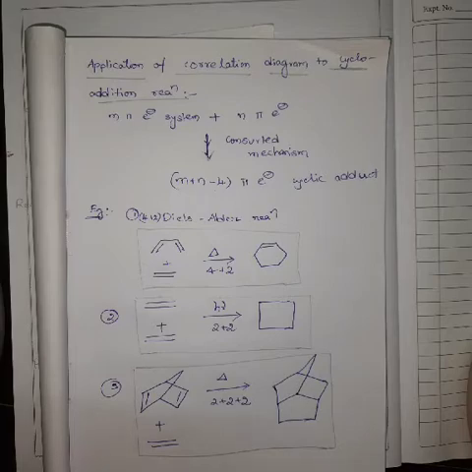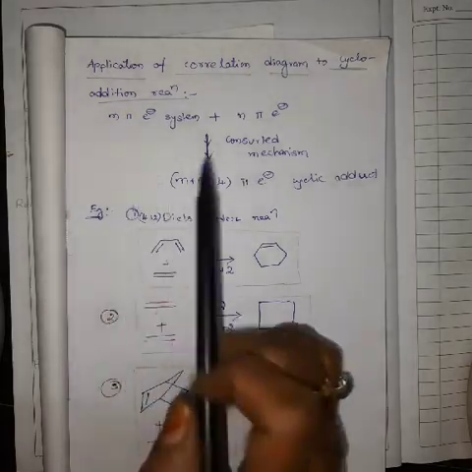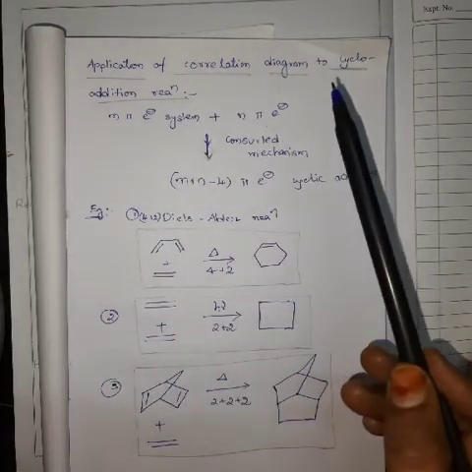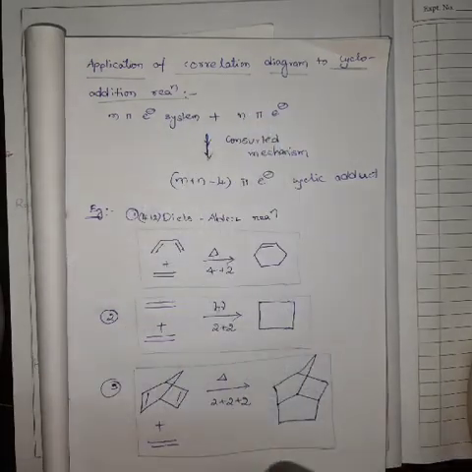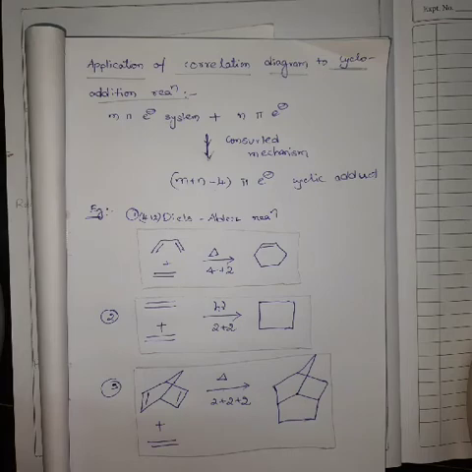We are discussing pericyclic reactions. In our previous classes, we discussed the correlation diagram method and the application of correlation diagram to electrocyclic reactions. In this class, you are learning about the application of correlation diagram to cycloaddition reactions.